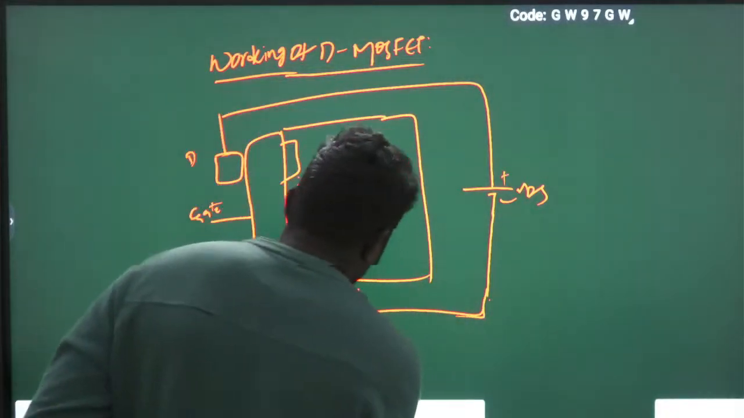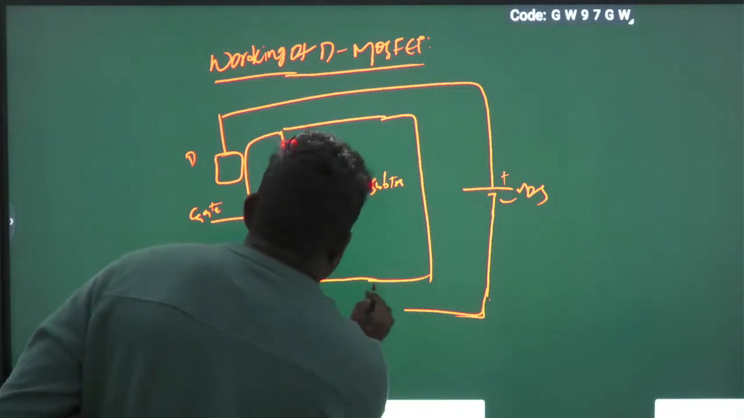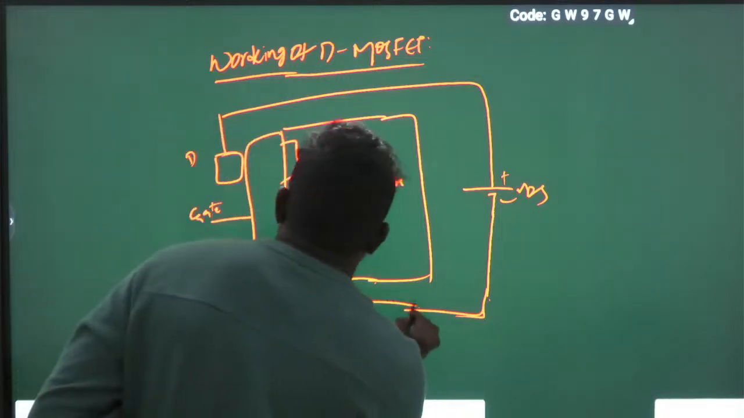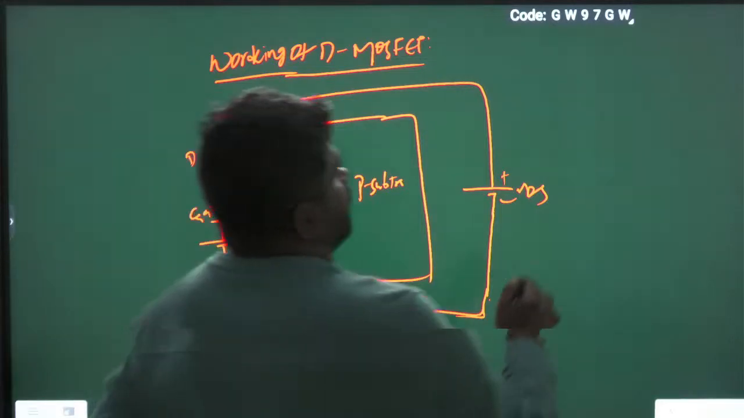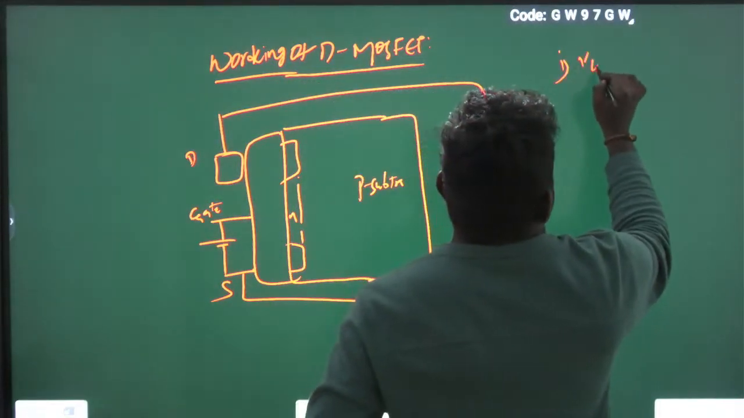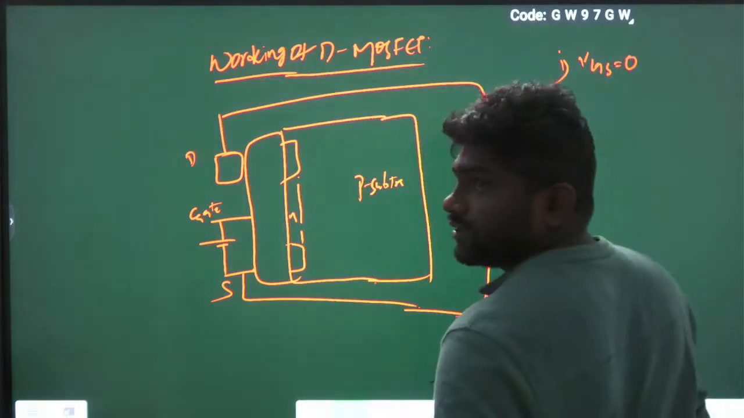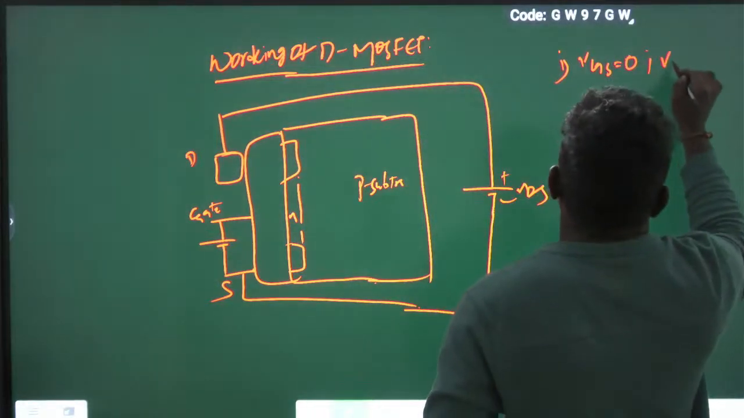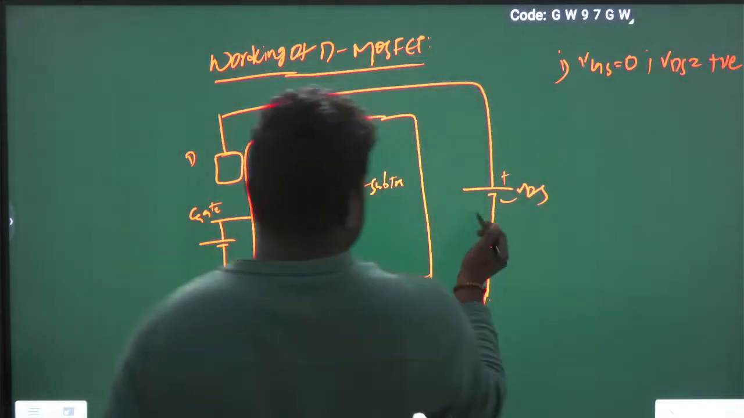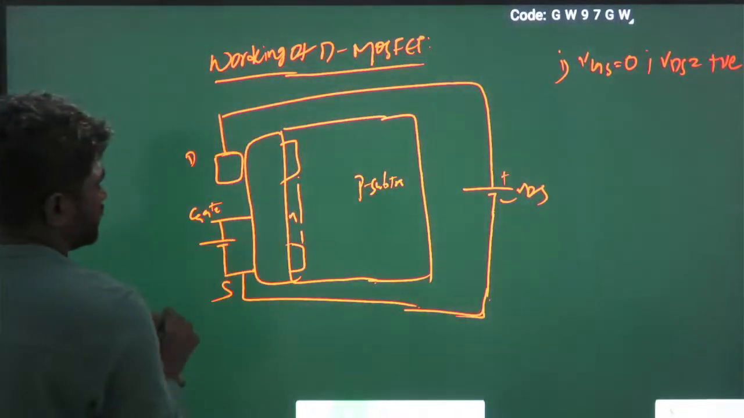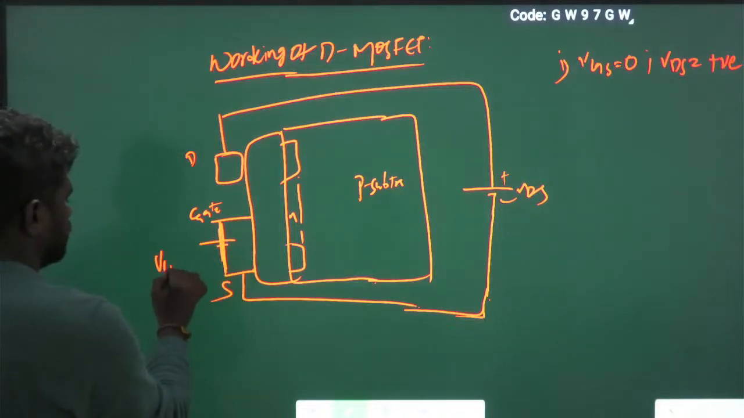Drain to source. In the gate also I am applying some voltage. Now I am applying different types of voltages. Now see, I am applying VGS equal to 0 and VDS positive. VDS is positive, VGS is 0. It means it gets short circuited.